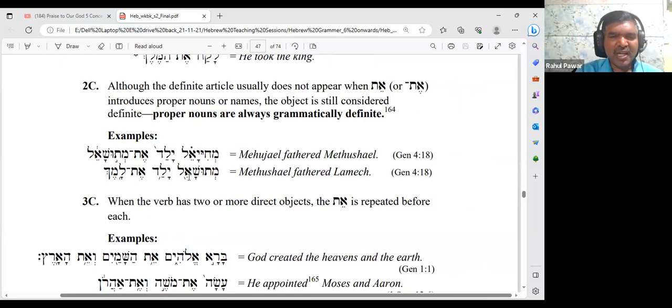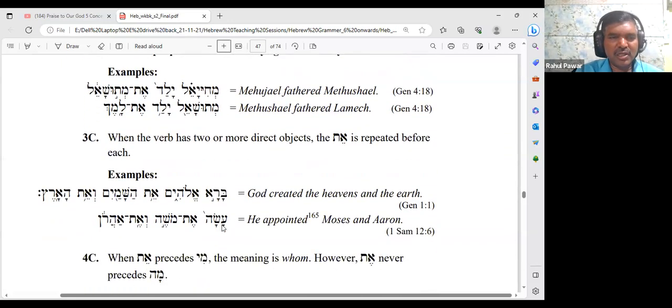So here you will see that before each object there is the direct object marker. Only one thing you need to remember: the direct object marker eth has a tsere under the aleph. But when it is put into the construct state, it has a segol. This eth can be used with maqqef or without maqqef. If it is used without maqqef, then it is used with tsere. In this example, what they are emphasizing is that the proper noun is definite. Although in English translation for a proper noun we cannot say "the," it is considered to be definite.